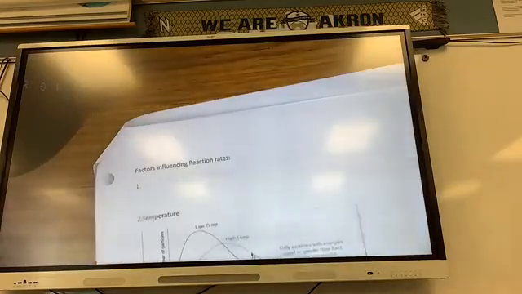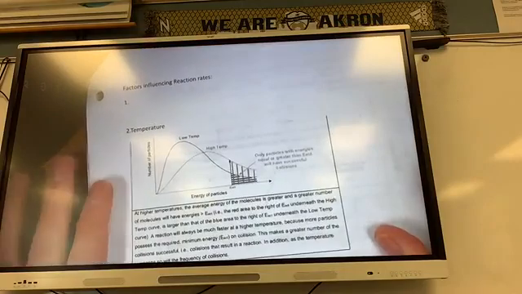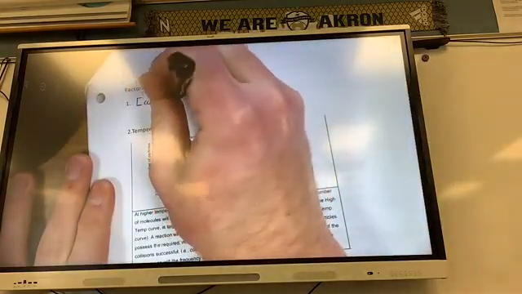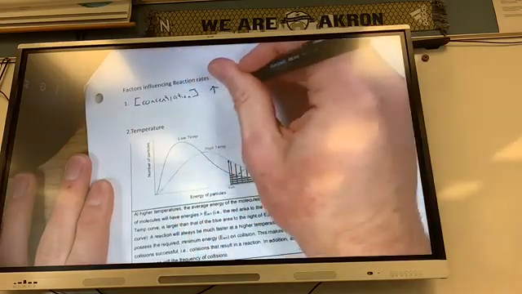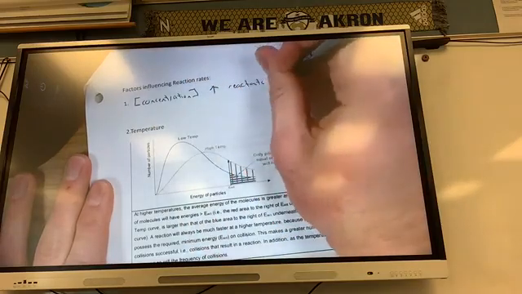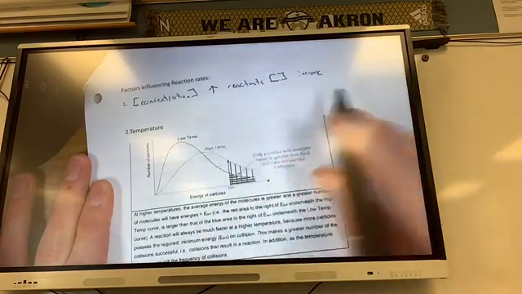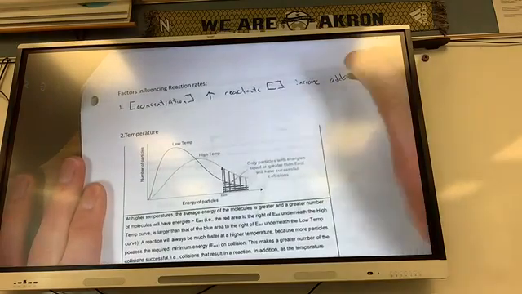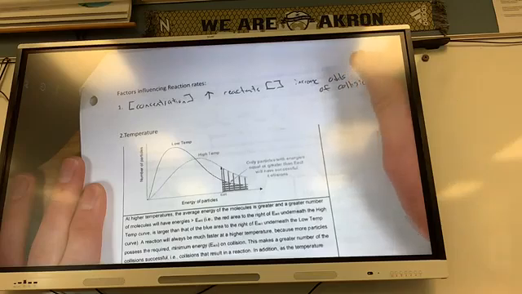So we've kind of talked about this, but factors influencing reaction rates. Number 1 is concentration. We know increasing the reactant's concentration will increase the odds of what? Collisions. Love it. Will increase the odds of collisions.